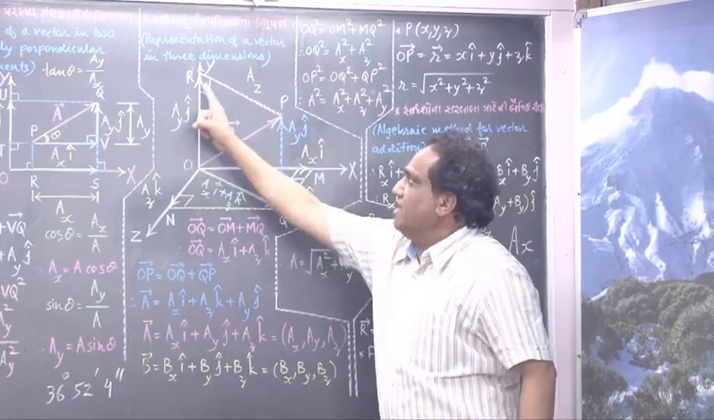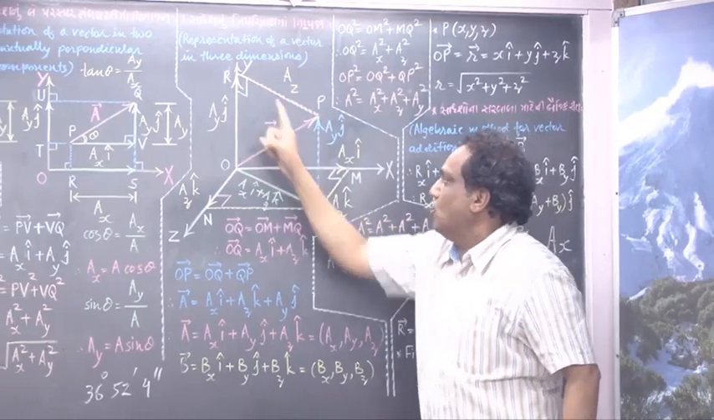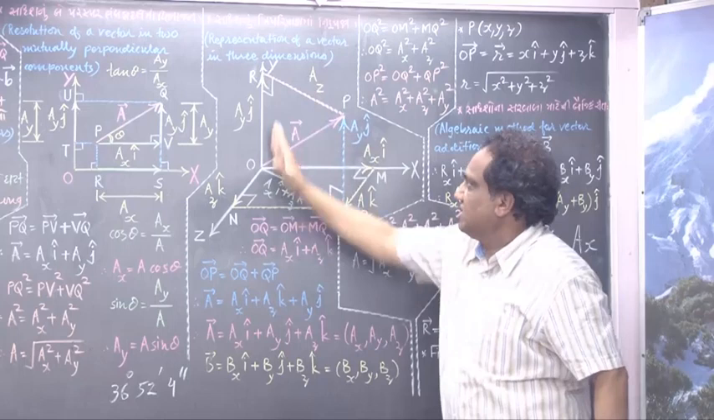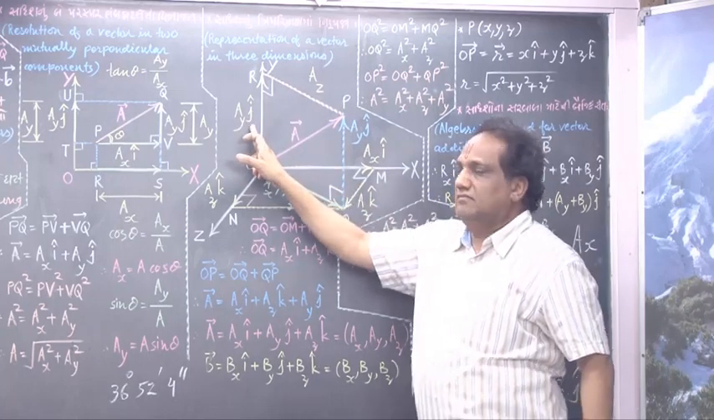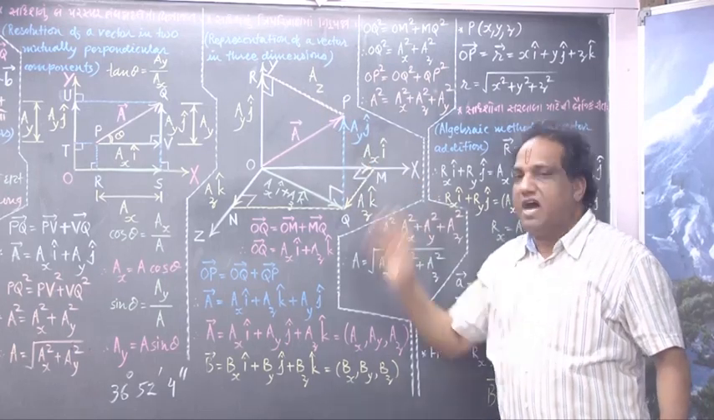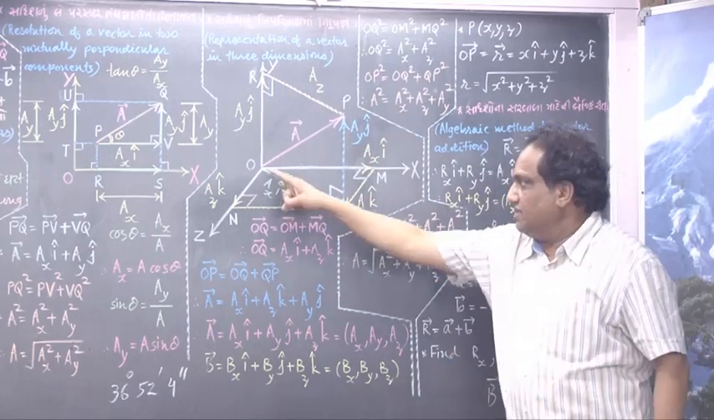Shift this vector from here to here. From here to this vector I just shifted. What is this vector, everybody? This also must be the same, because they are equal vectors. They are equal vectors.